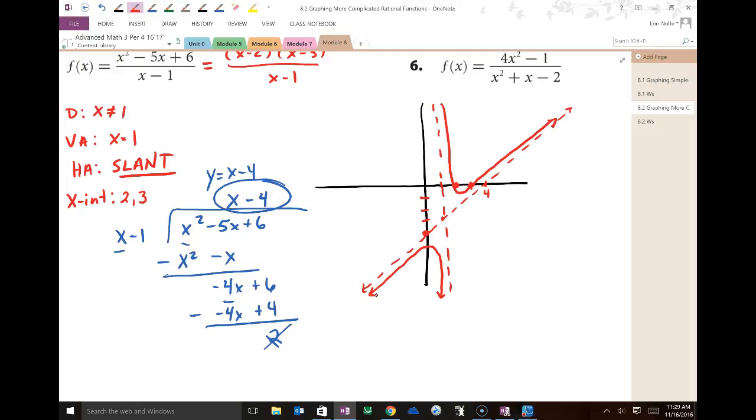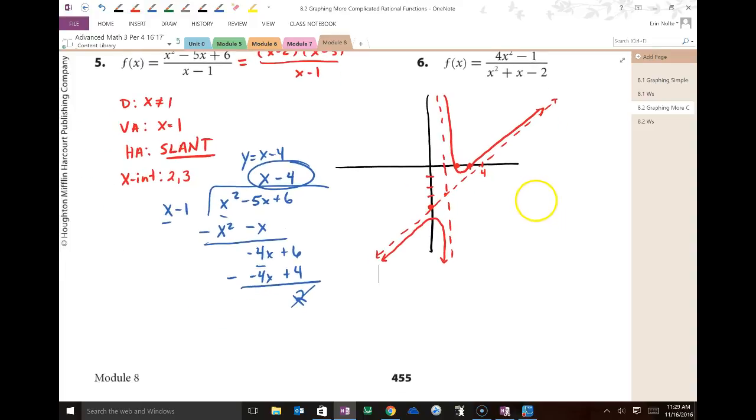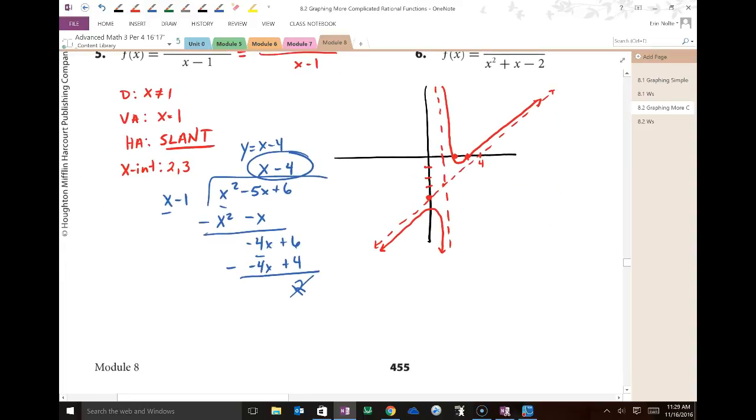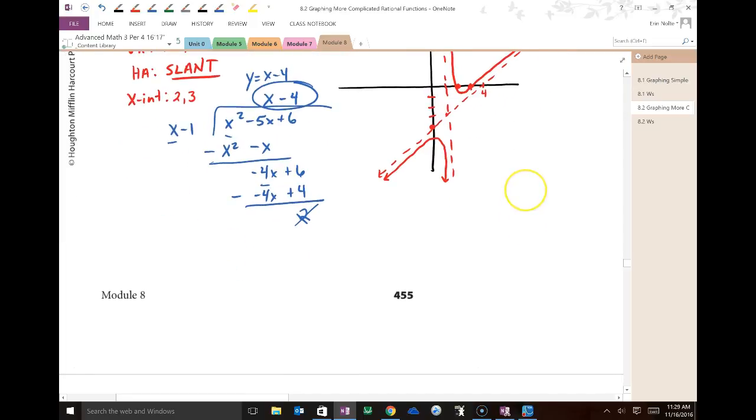You got a question, Brady? It's a dumb question, but are there asymptotes that are quadratic? No, that is a good question. No, your asymptotes are always linear. I was trying to think of a counterexample, but I couldn't think of one, at least in this section. I was trying to think of one outside of this class, but I think we should be good.